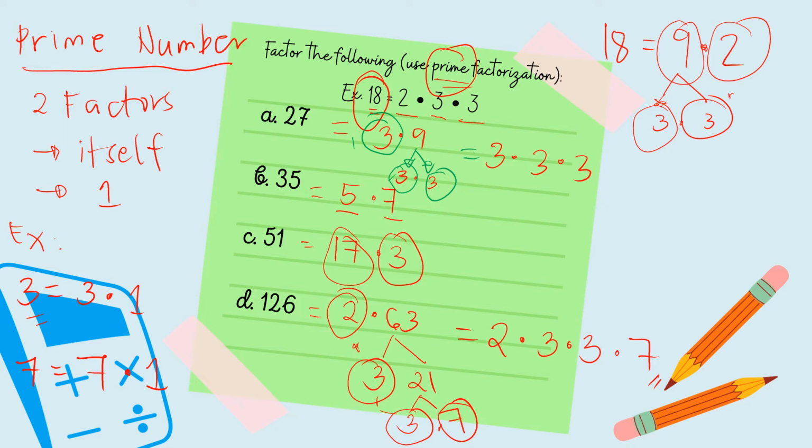So, ganun lang gagawin nyo. Kapag medyo malaki yung number, i-divide nyo sa smallest prime number, so smallest possible prime number. Tignan nyo saan siya divisible. And then, i-broken down nyo ng i-broken down until ma-reach nyo yung factors na prime numbers. Okay?